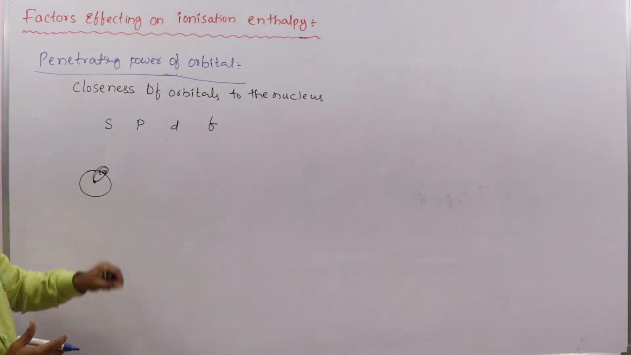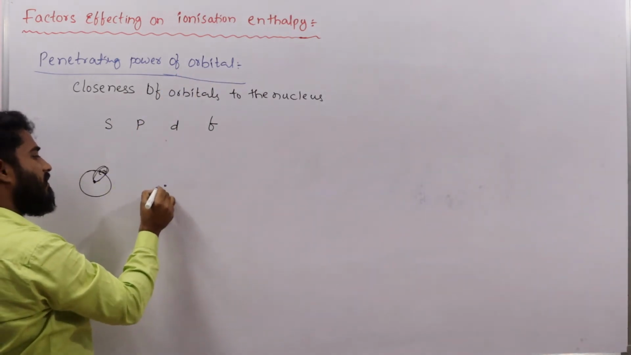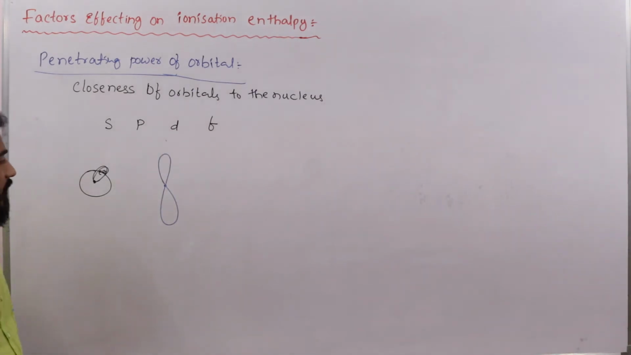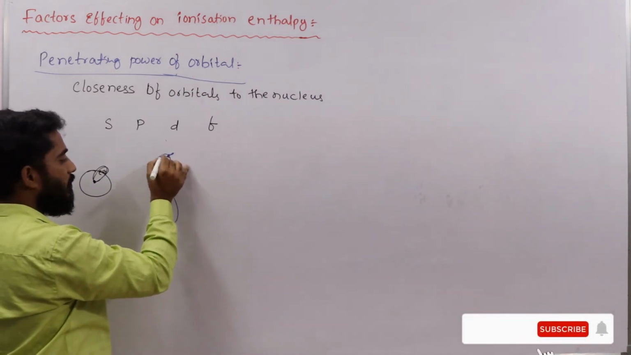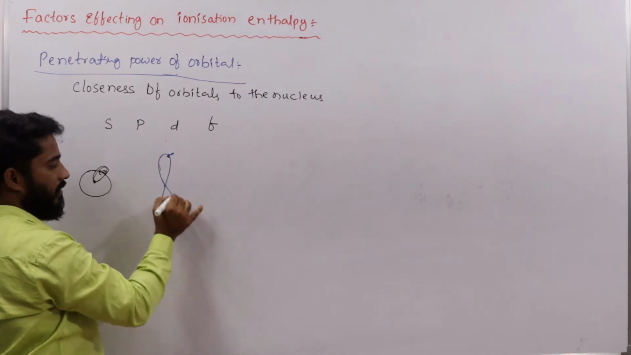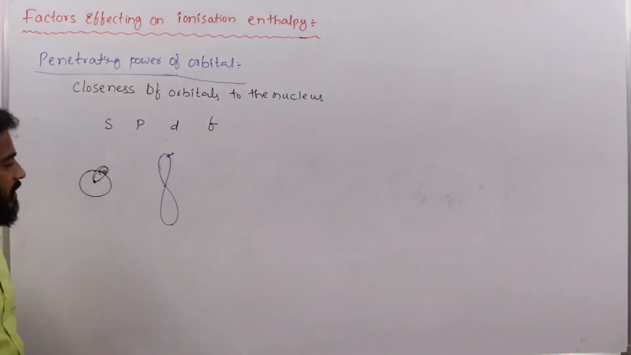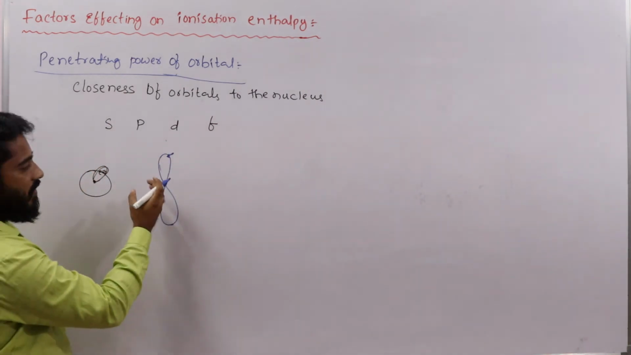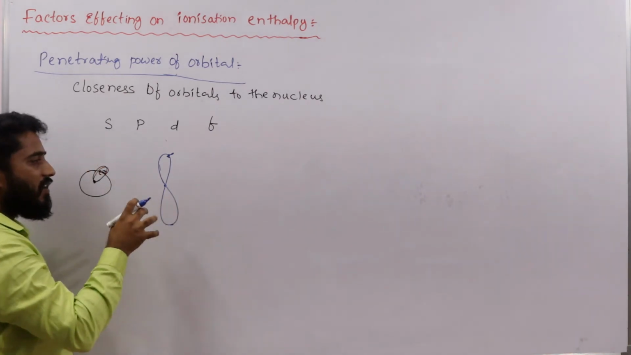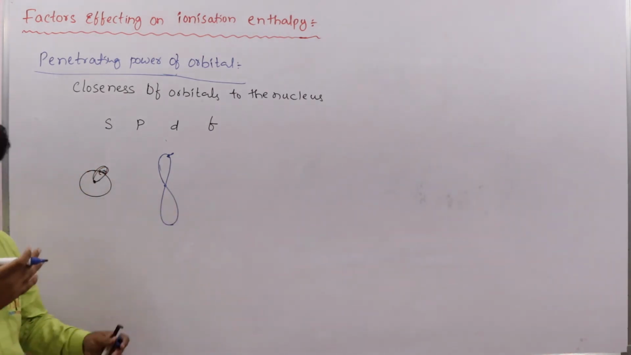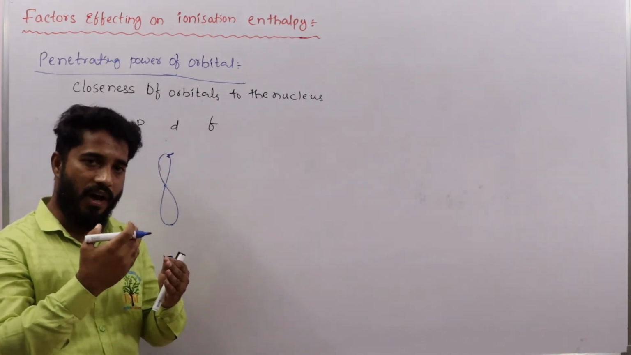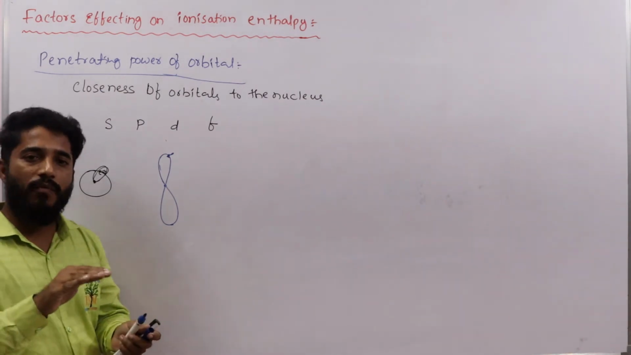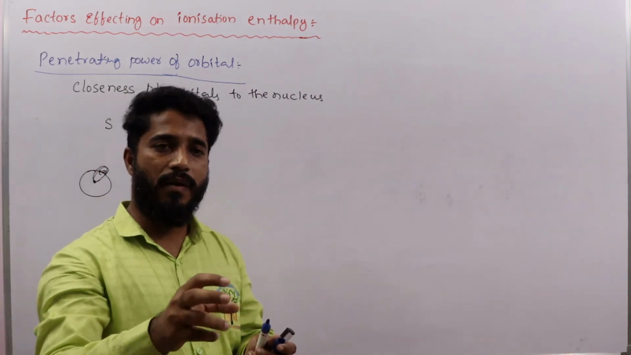So we'll take the p orbital. Here is the nucleus. The p orbital is present in a dumbbell shape, so the electron moves in this dumbbell shape. The electron is dispersed in this dumbbell shape, so it is somewhat far away from the nucleus. When the electron is far away from the nucleus, nuclear attractions are less on that electron. That's why closeness decreases for the p orbital electron. When the nuclear attractions decrease, less energy is required to remove the electron present in the p orbital.